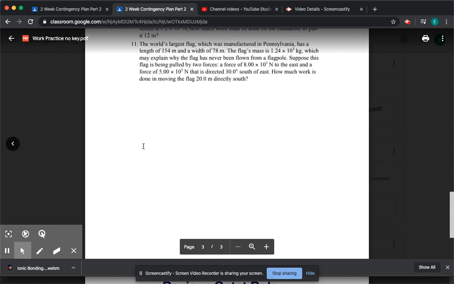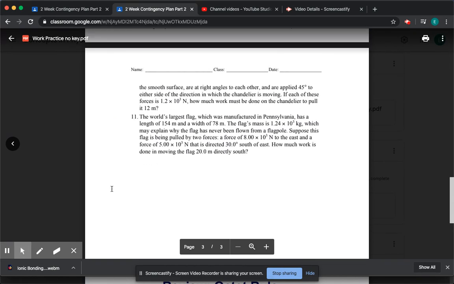And now let's do number 11. So number 11, final destination. Again, we're looking for work. How much work is done? We're looking for W. We are given D. D is 20 meters directly south. So that means straight down.